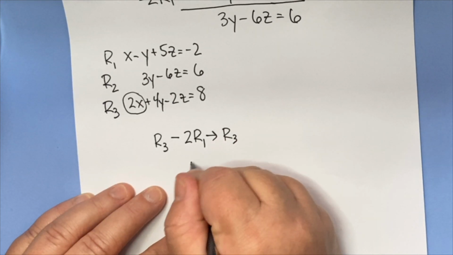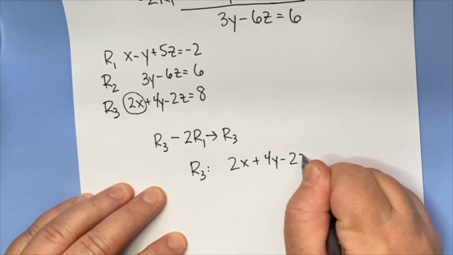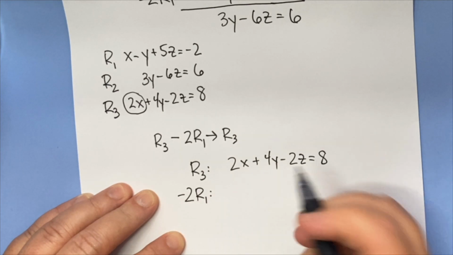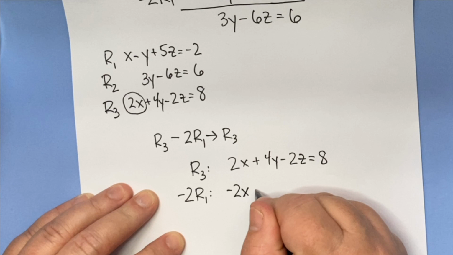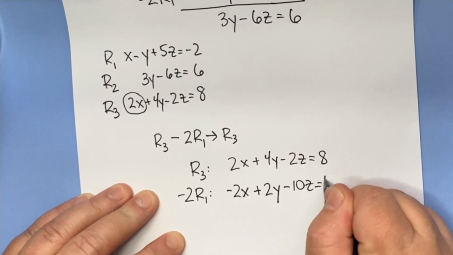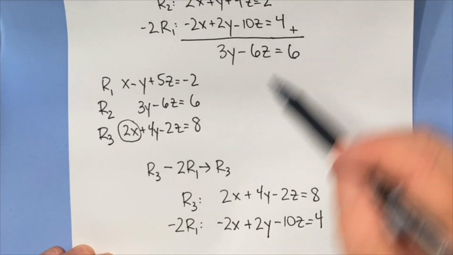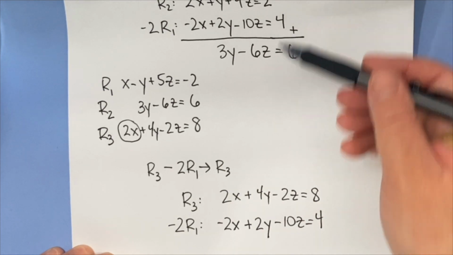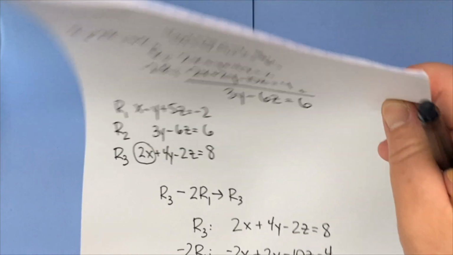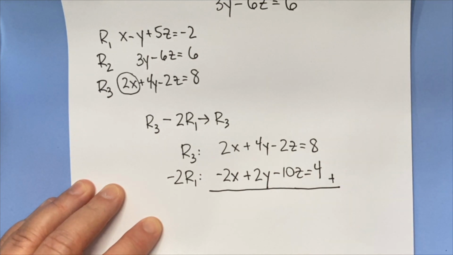So I've got row 3, which is 2x plus 4y minus 2z equals 8. And the opposite of 2 row 1, which is going to be -2x plus 2y minus 10z equals 4. And you'll notice, let me squish this down a little bit, I already did this since I haven't changed row 1 yet. I did that right there. So I'm doing the same thing twice. I'm using this so I can double check my work this way. It's kind of nice. Doesn't always work out that way, but you know, small little presents from the universe.